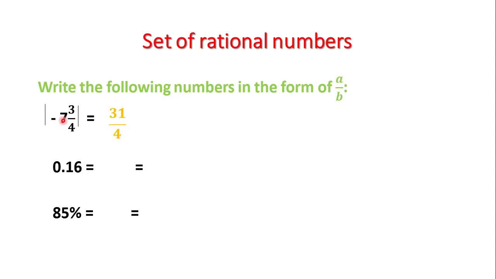The second one, we have 0.16. It means 16 over 100, as we studied before in primary 4. Now I want to simplify by dividing by 4 up and down to get 4 over 25. The third one, 85%, in the same way, means 85 over 100. Then I simplify by dividing by 5 up and down to get 17 over 20.